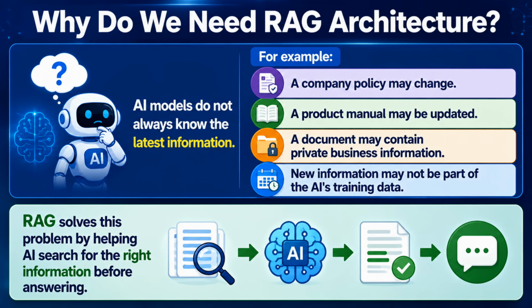Why do we need RAG architecture? AI models do not always know the latest information. For example, a company policy may change. A product manual may be updated. A document may contain private business information. New information may not be part of the AI's training data. RAG solved this problem by helping AI search for the right information before answering.